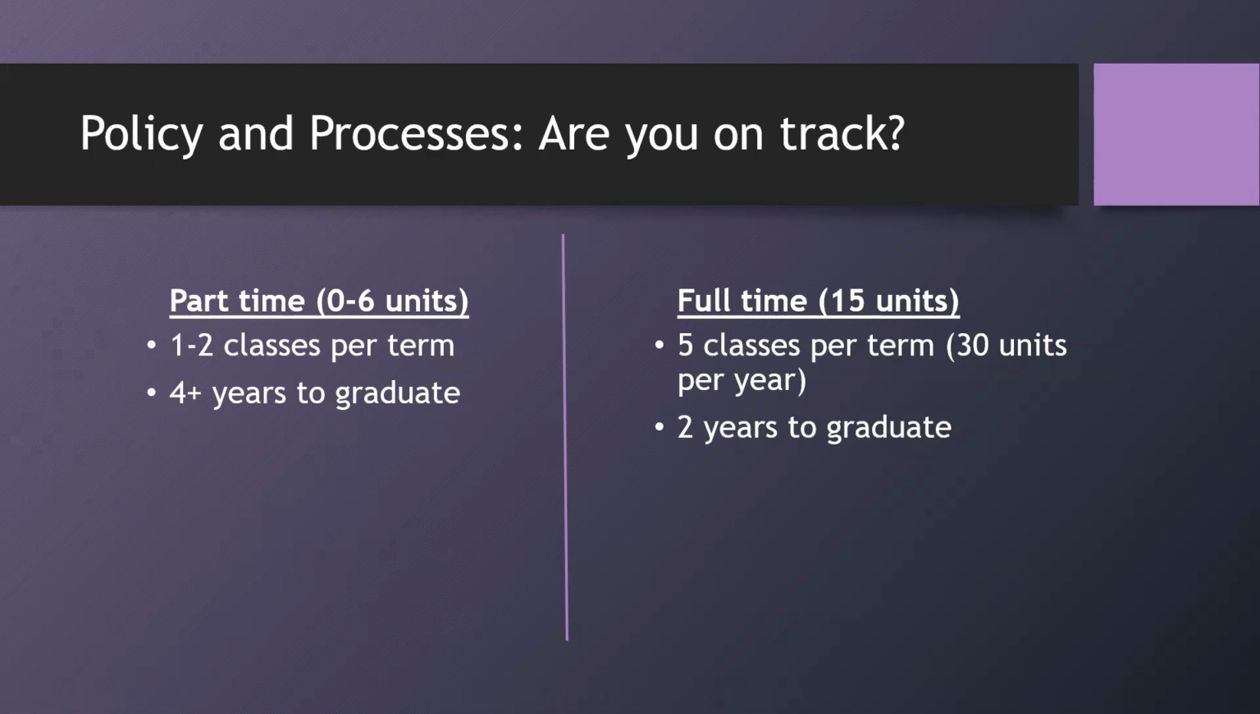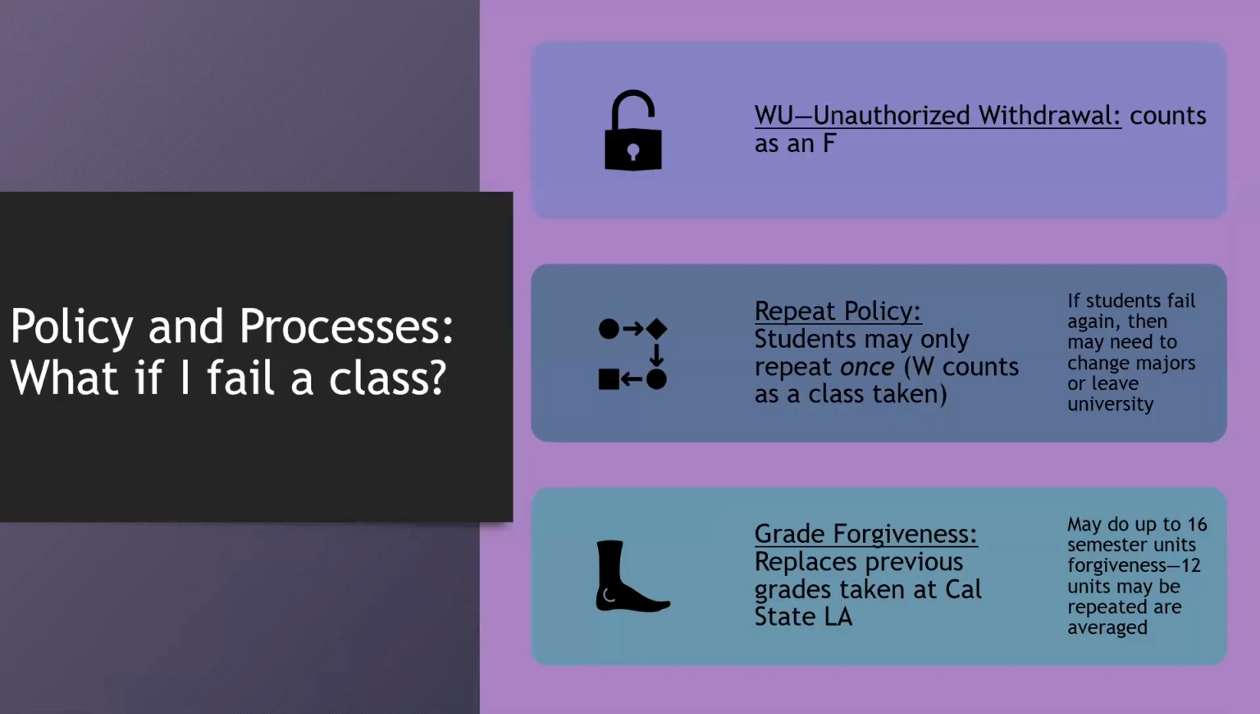If you do 12 a semester and take 2 in the summer, then you'll still be on track to finish within 2 years. So keep that in mind. All right, up next, continuation with the policies and processes.